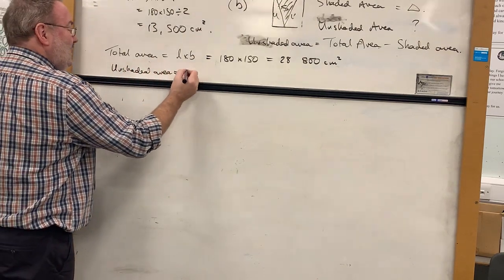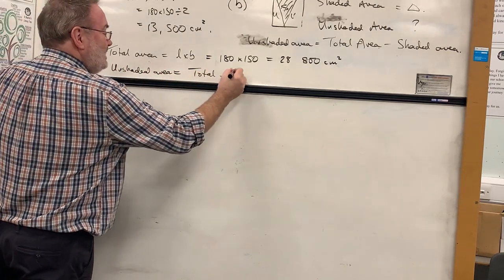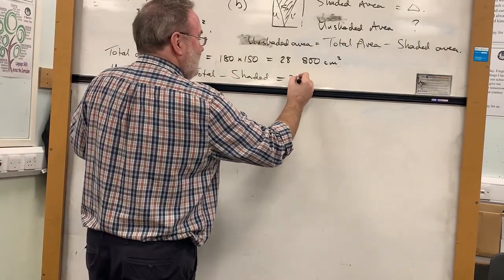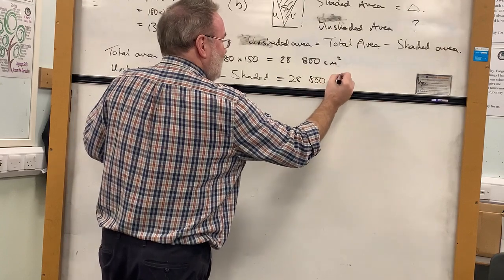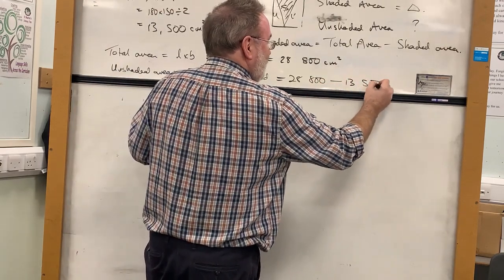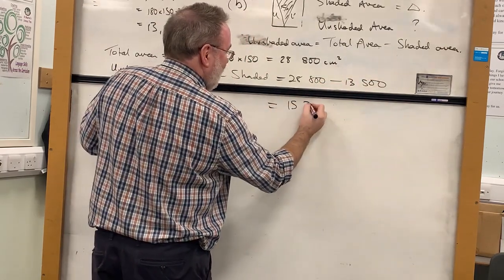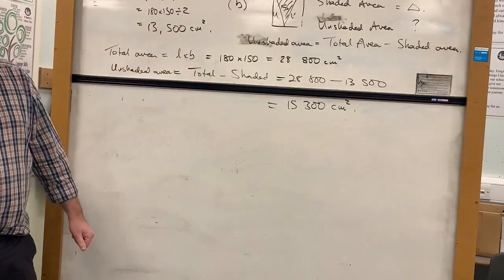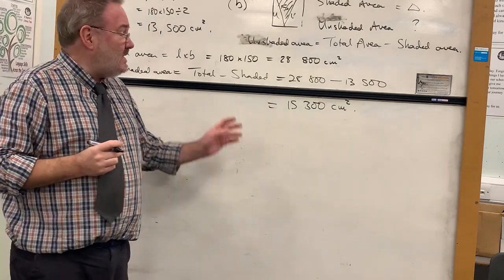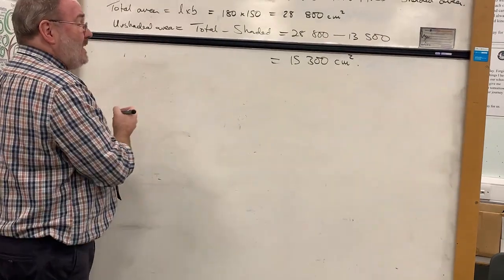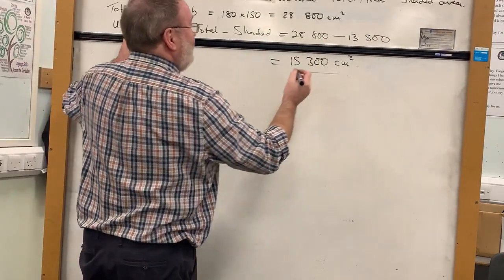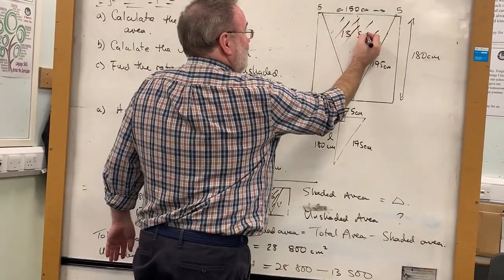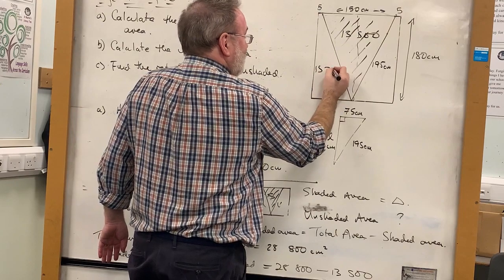Okay, now that brings us to the unshaded area. Now the unshaded area is the total area, take away the shaded area, and the total area 28,800, take away 13,500, leaves us with that answer I gave you a minute ago, 15,300 square centimetres, right? So that's part B done. That's the area of the white bit. So the area of the inside bit is 13,500 and the area of the white bit is 15,300.